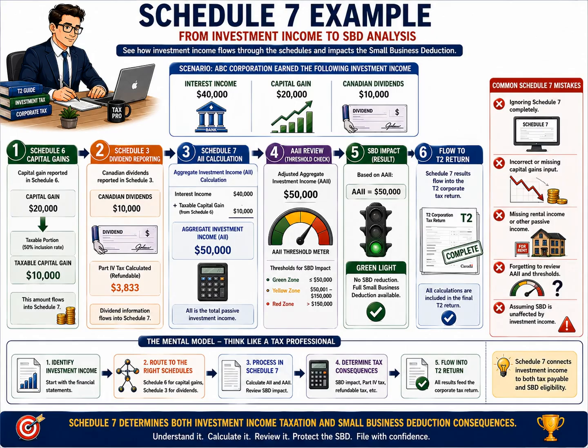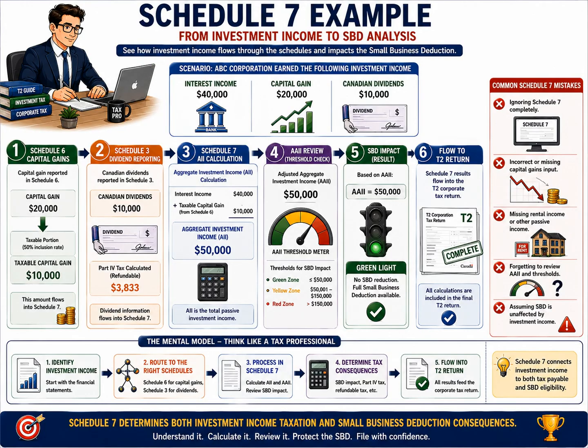Now let's bring everything together with a practical Schedule 7 example. The purpose of this example is to show how investment income moves through the tax system and how Schedule 7 ultimately determines whether the corporation's small business deduction is affected. Let's begin with the corporation's investment income for the year. In this example, the corporation earns $40,000 of interest income, realizes a $20,000 capital gain, and receives $10,000 of Canadian dividends. As always, the process starts by identifying the type of income and routing it to the correct schedules.